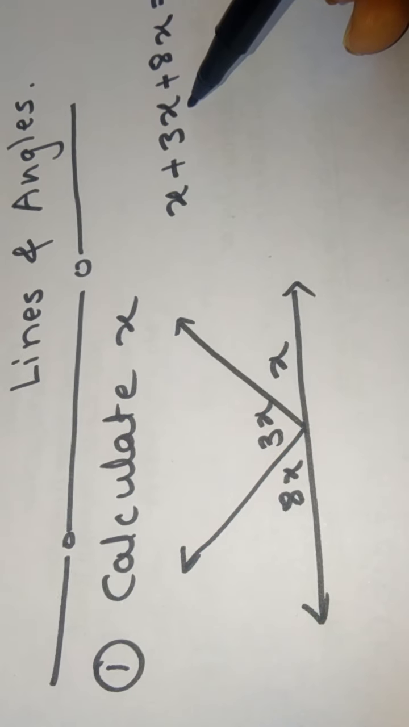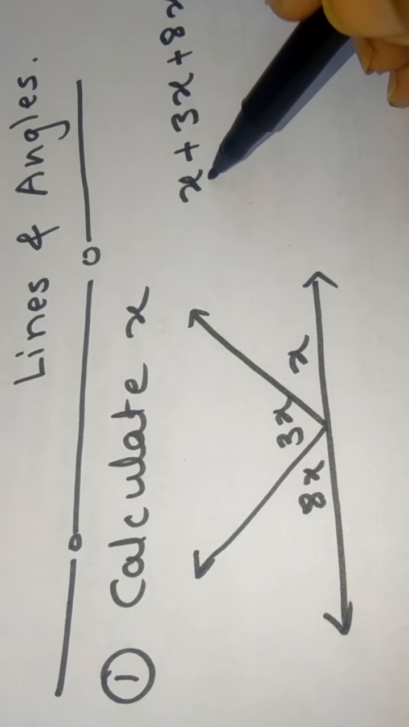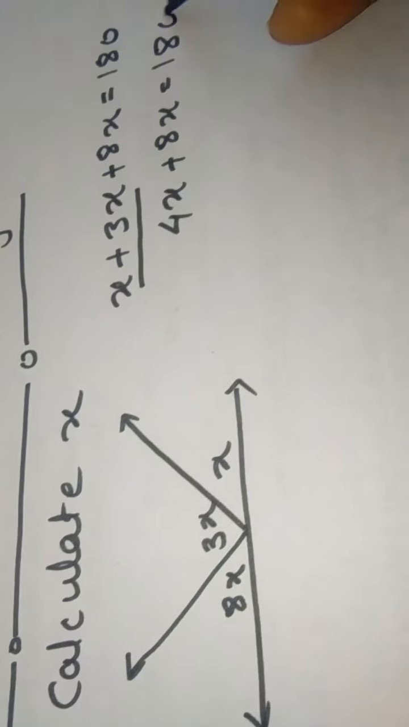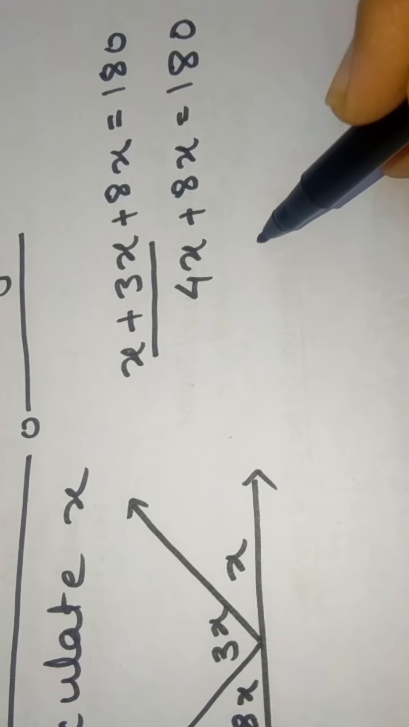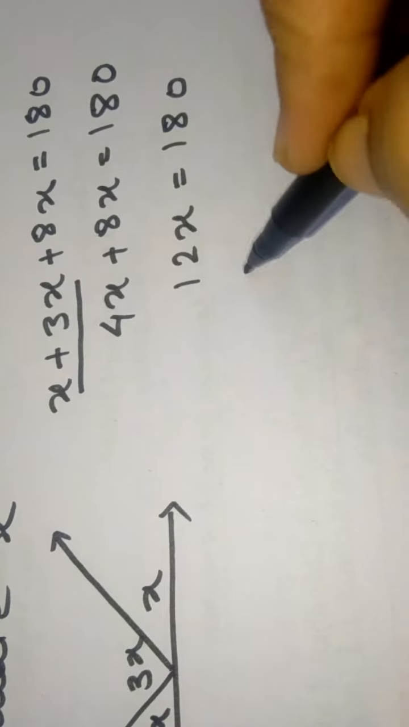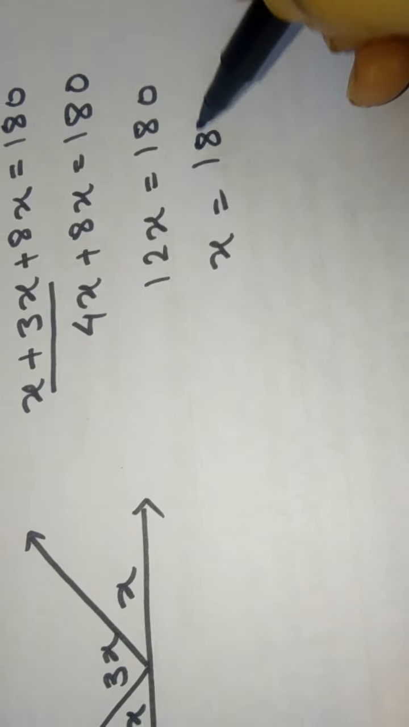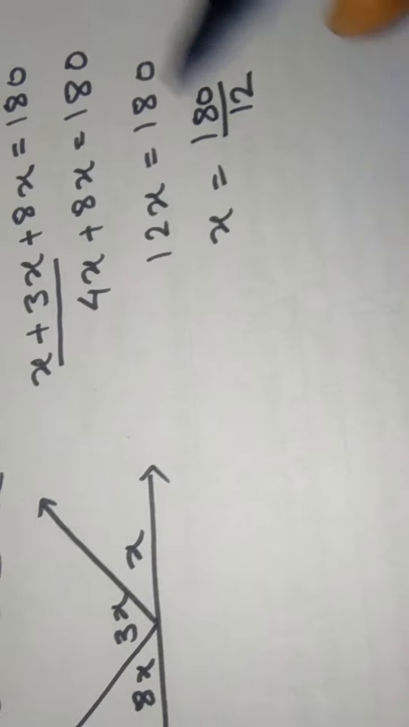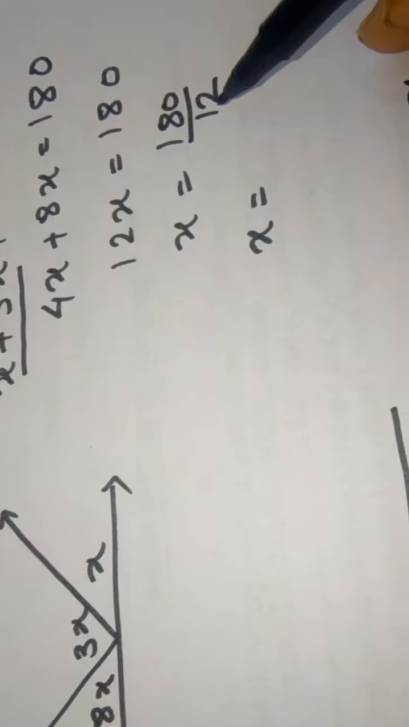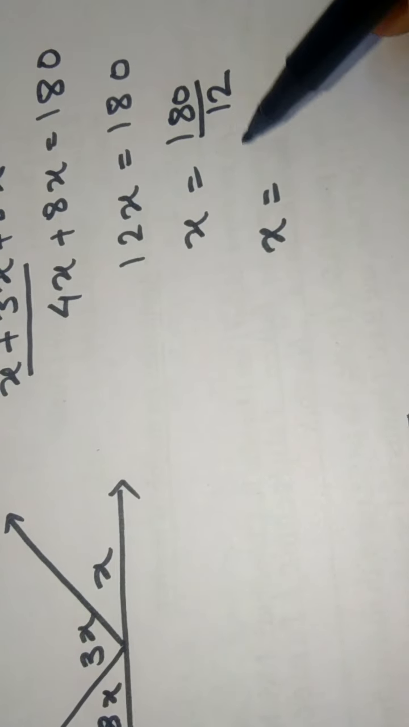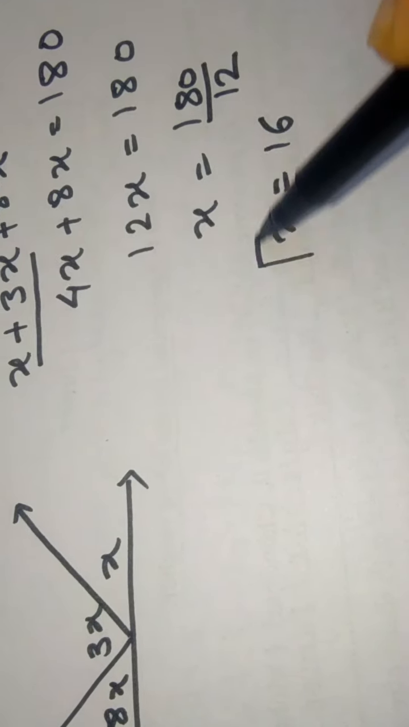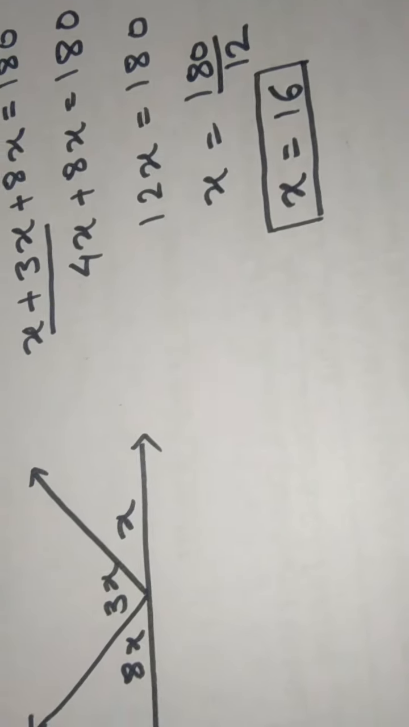x plus 3x is 4x, plus 8x. This is 4x plus 8x is equal to 180. That is 12x is equal to 180. Therefore, x is equal to 180 upon 12. Simple problem. That is x is equal to 180 upon 12, means the division is 1 and 6, that is 16. The value of x is 16.